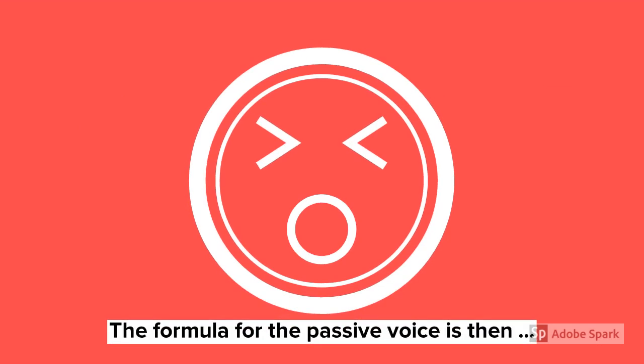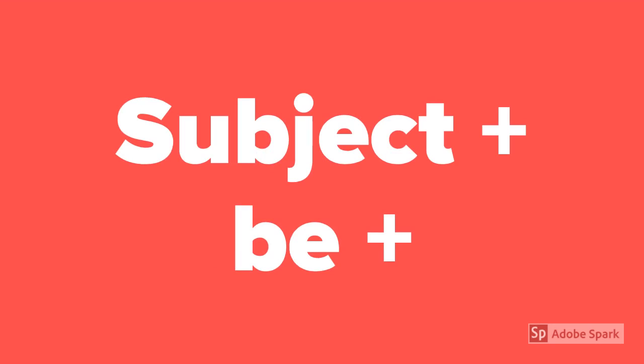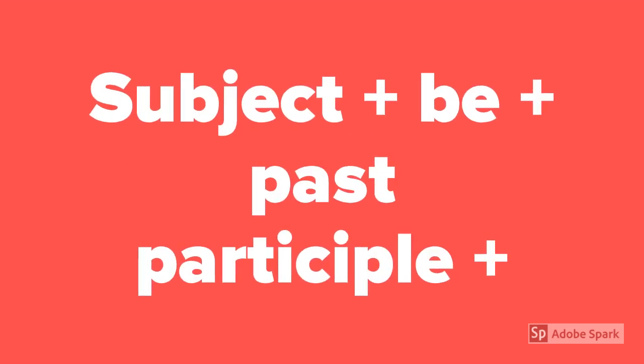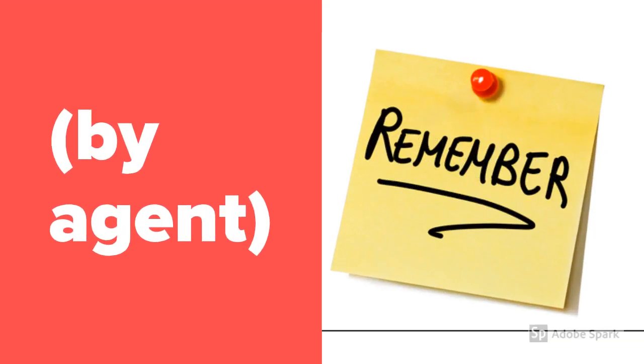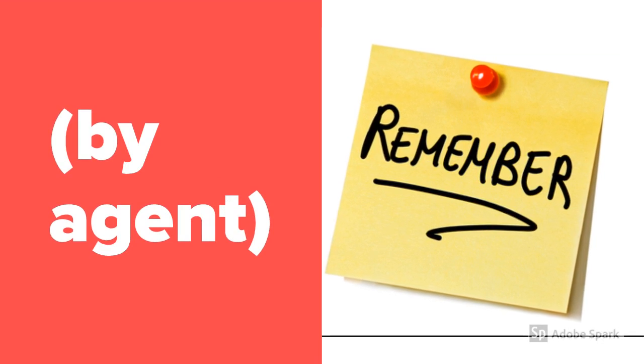The formula for the passive voice is then subject plus be plus past participle plus (by the agent). Remember, the agent is in parentheses because it's optional.